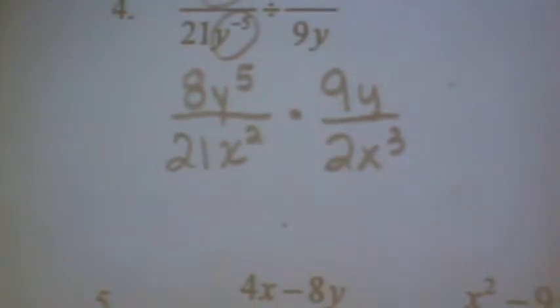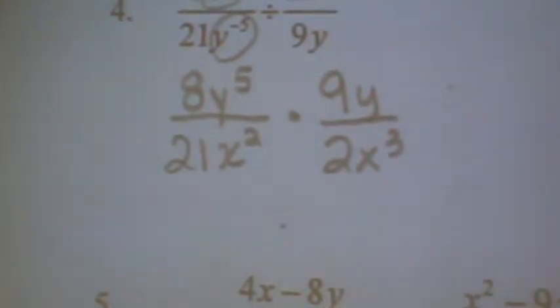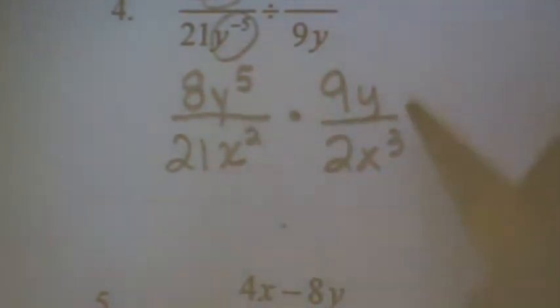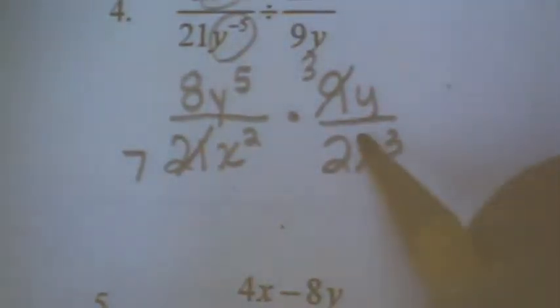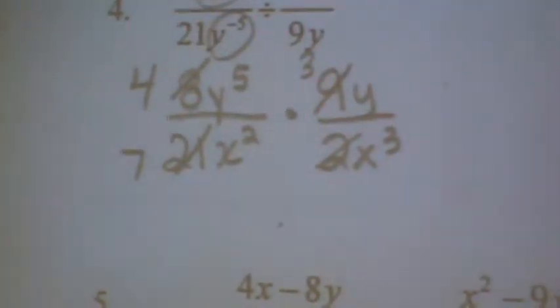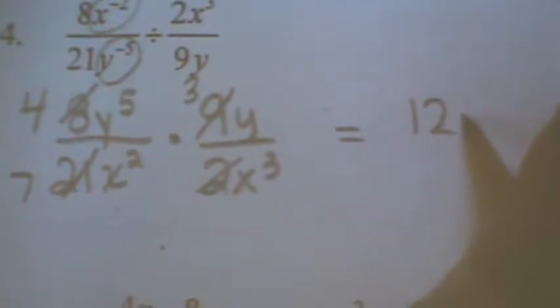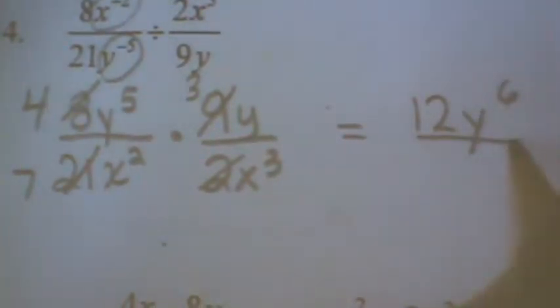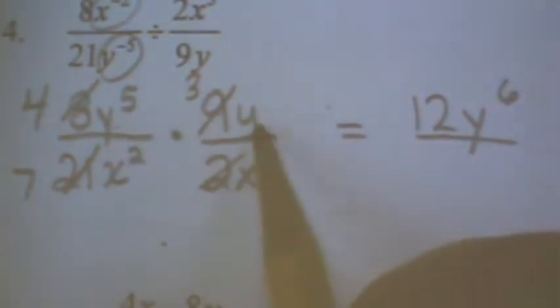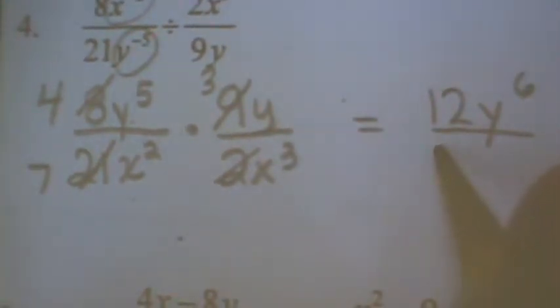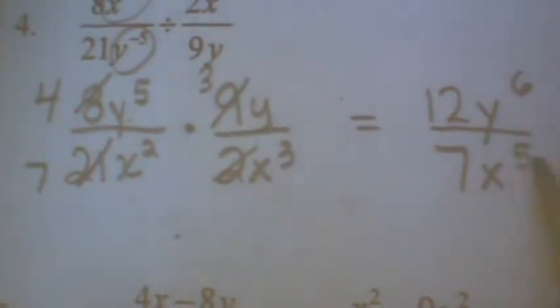Okay, what cancels? There's not a whole lot that cancels. Your 9 and 21 can be divided by 3. You could take a 3 out of here and a 3 out of here. So we're done. Just tell me what my final answer is. 12 y to the sixth. How'd you get y to the sixth? There's one y and there's 5 on the other. And what else? 7x to the fifth. And that's your final answer.